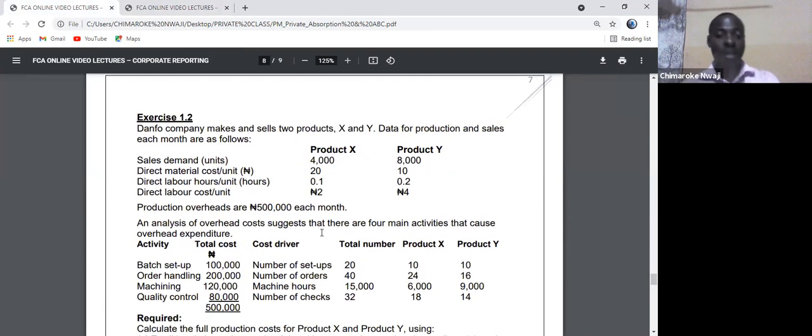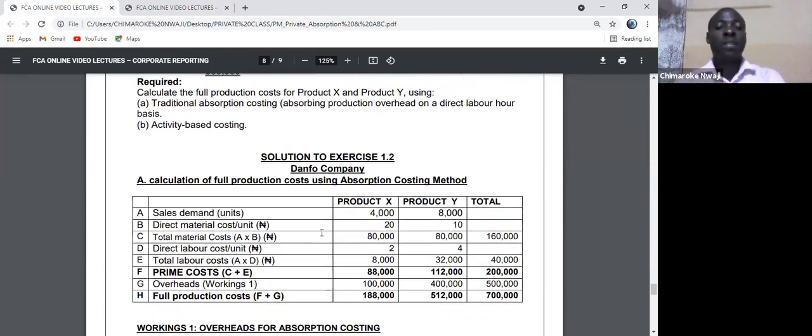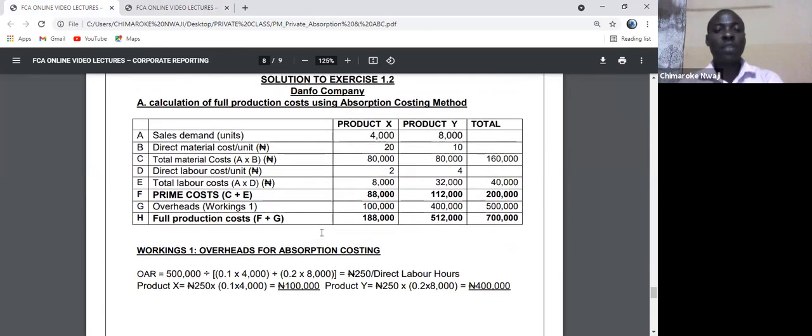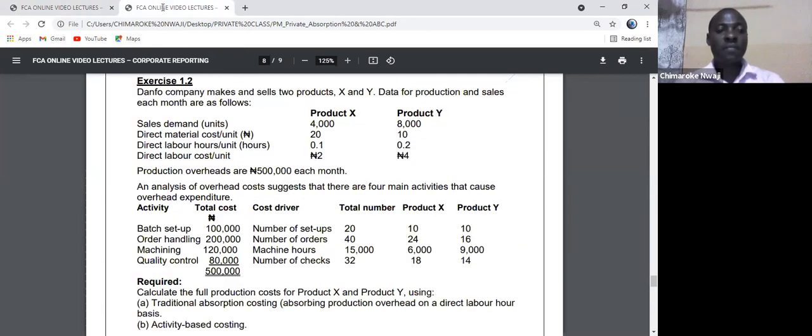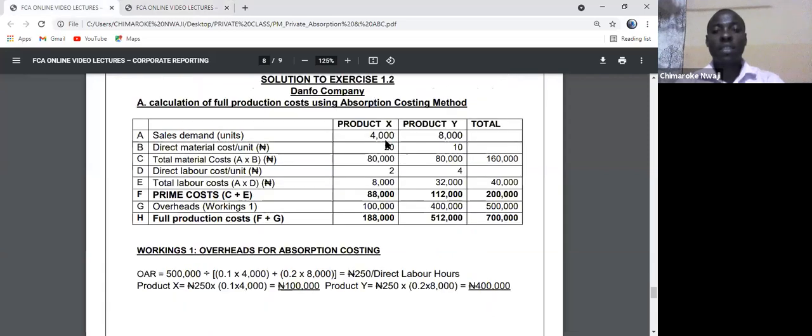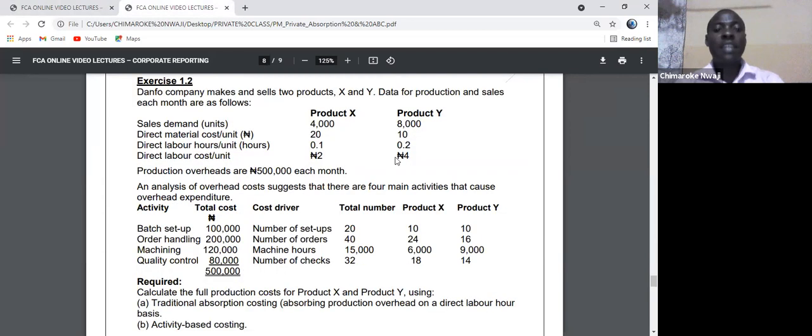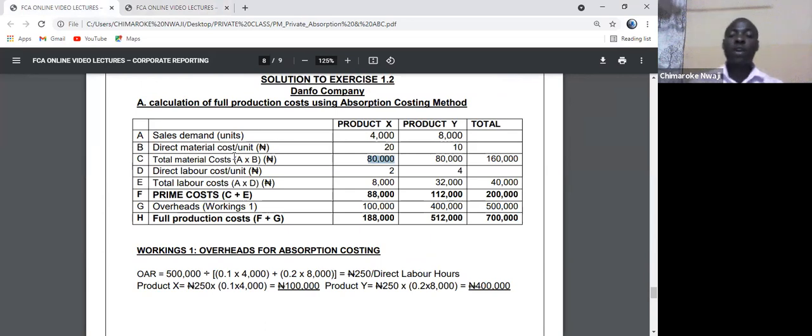All right, so this is the solution, the workings. We have sales demand of 4,000 and 8,000, all written down here in units. Now, direct material is 10 naira as given to us, and for 4,000 units you have 80,000. So that is your total material cost. The total material cost is 80,000 for X, and for Y is 80,000. When you add them together, you have 160,000 material cost.